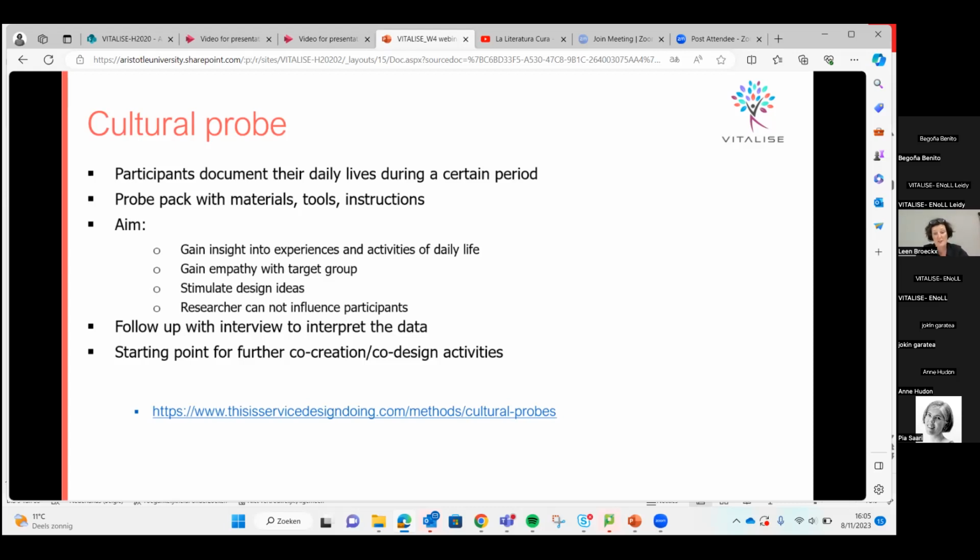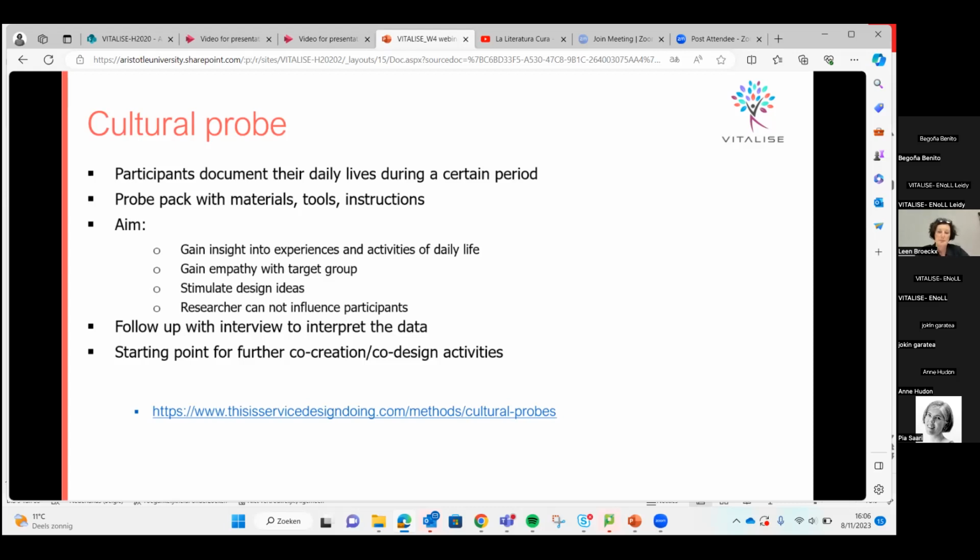The main advantage is that you as a researcher cannot influence participants, because they do it on their own, at their own homes. And for us, it's a starting point for further co-creation and co-design activities. After that follow-up interview, and if you have a group of 6 to 8 participants, you see some patterns and routines in people's daily life.